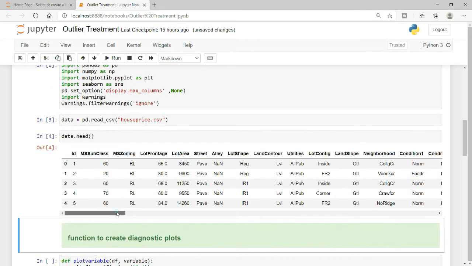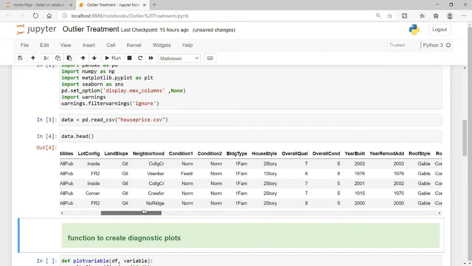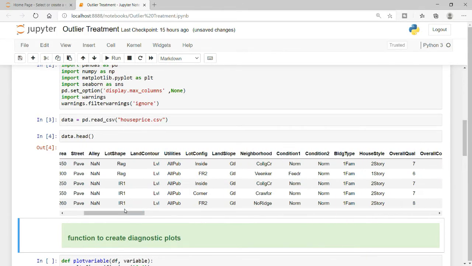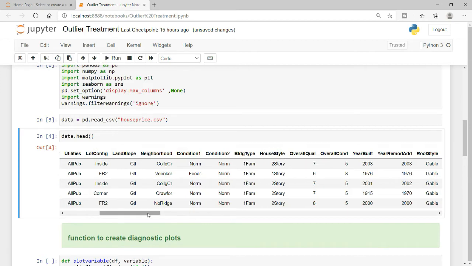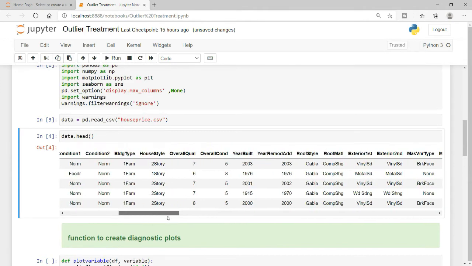You see that these are the columns. So we have street, alley, lot shape, and all those variables.